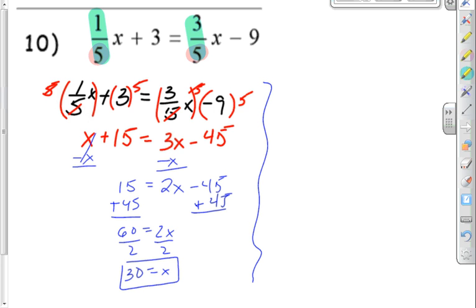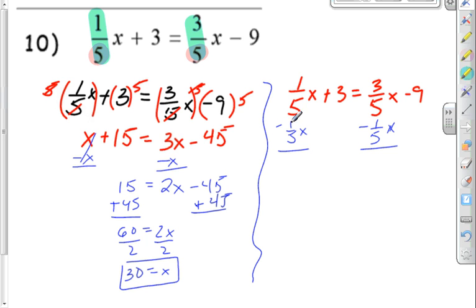So that's one option. Let's talk about some other options that might work for this problem. So again, I'm going to rewrite the problem. 1/5 x plus 3 equals 3/5 x minus 9. In this case, I'm going to use a strategy of getting the variable terms on both sides first. And since I have common denominators, I know I can add or subtract with these fractions.